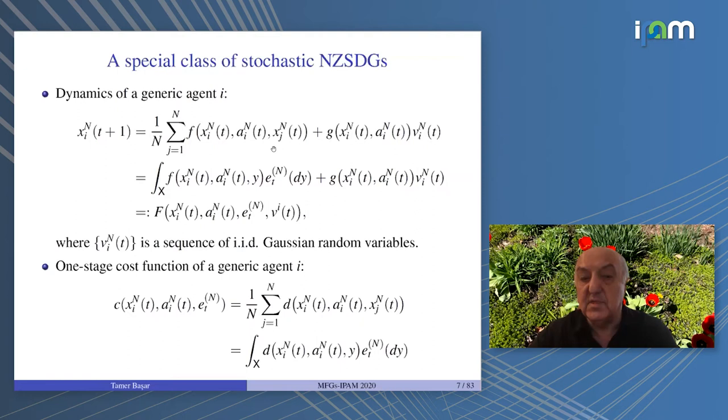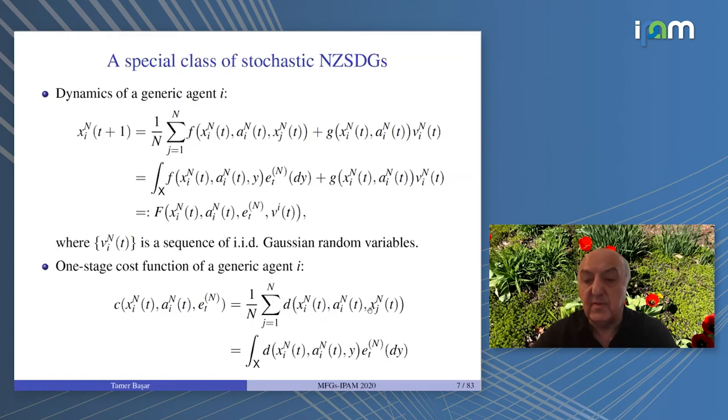Since this is all on the real line, we can take the V sub i,n as Gaussian random variables, a sequence of IID. The one-stage cost function for the generic agent i can be described in this form also. In that case, you take the average of these terms, where each one has a coupling with X sub j. Okay, so this would be a very special case.